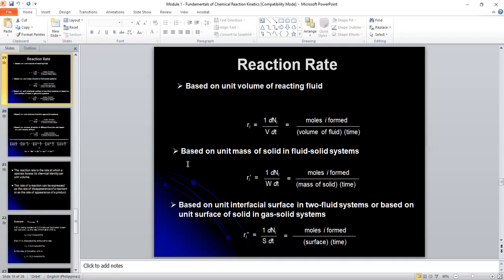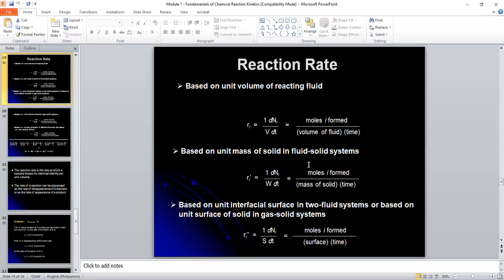What about if it's based on unit mass of the solid in a fluid-solid system? So in this case, now, it's specific that you have a fluid-solid system. Your fluid can either be in the form of a liquid or a gas.